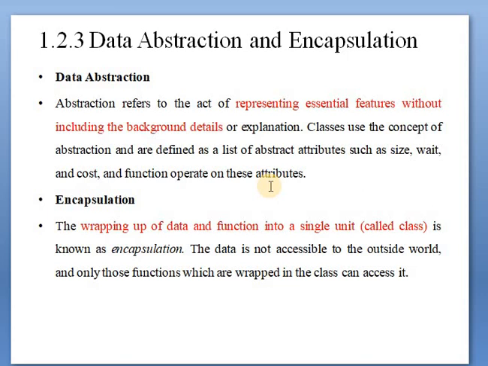Now, data encapsulation. It is the most striking feature of object-oriented programming. Encapsulation is the technique of binding the data and the function in a single unit called a class. The wrapping up of data and function into a single unit is known as encapsulation. So the data is not accessible to the outside world, and only those functions which are wrapped in the class can access it.